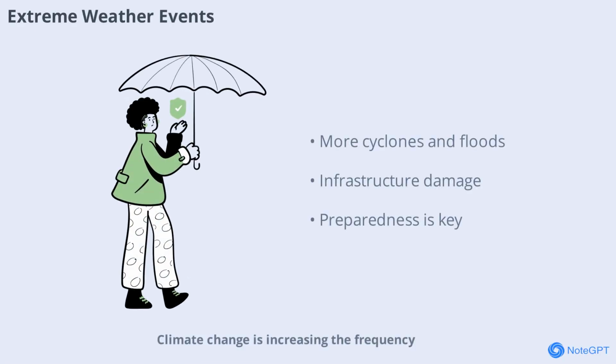Climate change is increasing the frequency and intensity of extreme weather events, such as cyclones, floods, and droughts. These events can cause widespread damage to homes, crops, and infrastructure. Early warning systems, disaster preparedness, and resilient infrastructure are crucial for minimizing the impact of such events. Building community awareness and readiness is also an important part of adaptation.